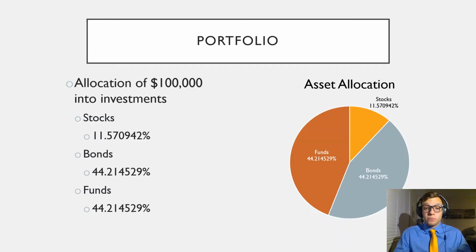Looking at our portfolio specifically, we have $100,000 to allocate into our investments. With our risk tolerance score, as I'll get into more later, we will be heavily weighted into bonds and funds at about 44.2% each. And that leaves us with investing in stocks with about 11.6%.